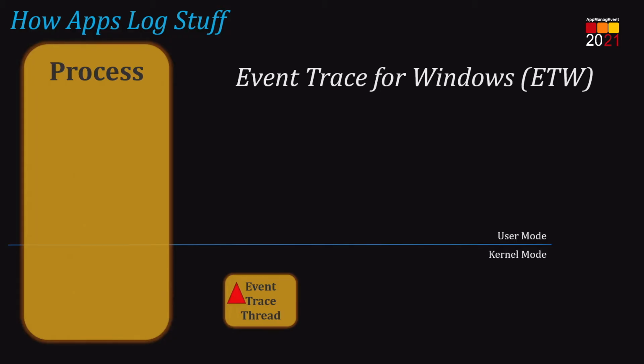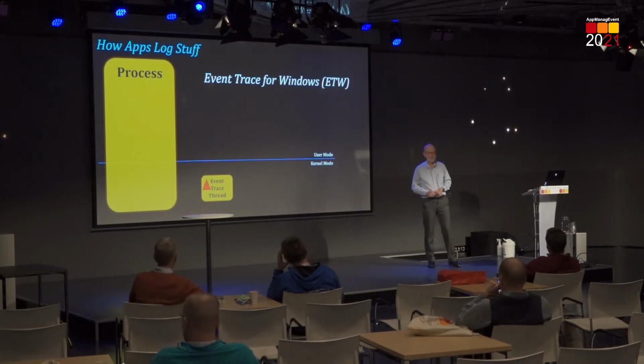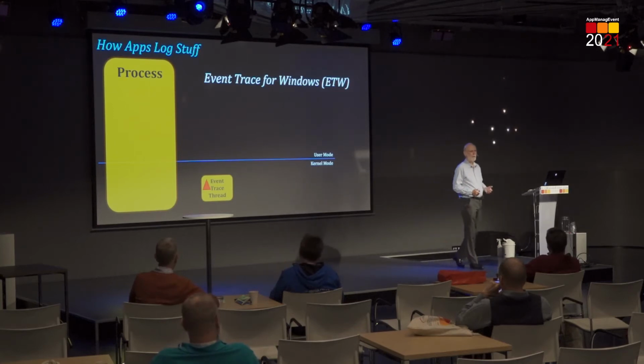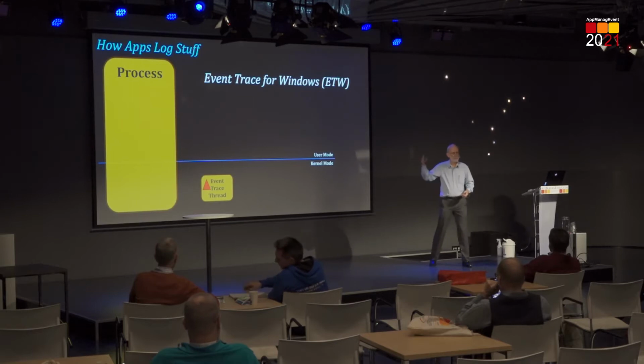So there is a thread inside the kernel. You know, the kernel is actually kind of like one process. You know, process ID 4 called system. That's pretty much your kernel. And inside that process is a whole bunch of threads. You ever look at the thread count in that? It's a lot of them. Well, one of them in the kernel is this event trace thread. It sits on a timer, and every 1 second, it wakes up and processes the queue.